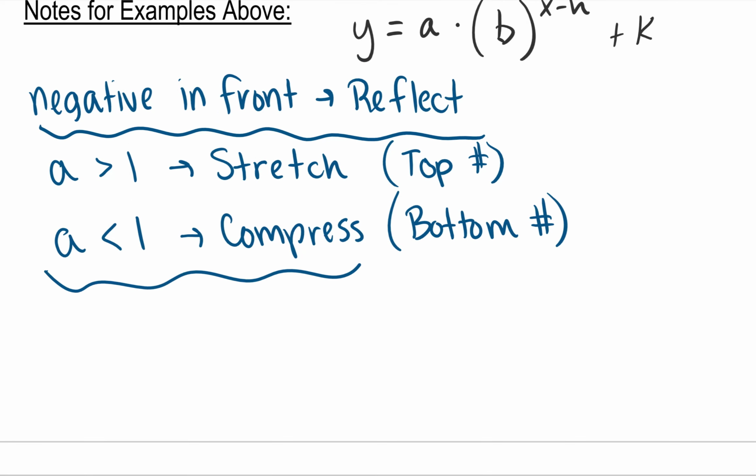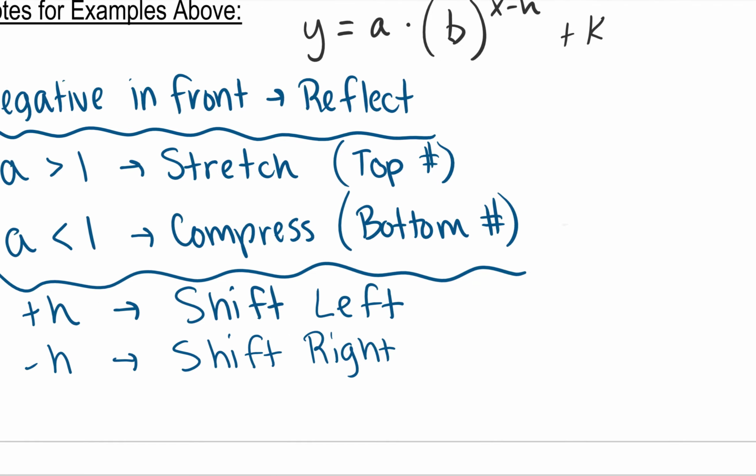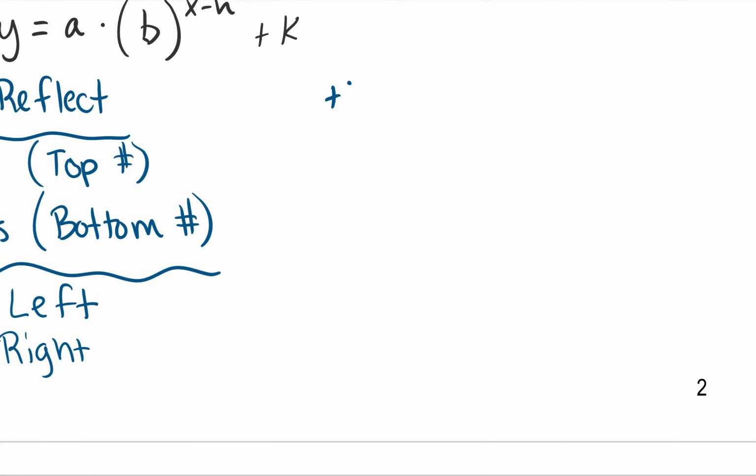Alright, next thing I look at is h. So if I add h, then I shift left, because remember h is always backwards, it always flips directions. So I shift left and then however many it is, right? And then minus h, I shift right. And then the last thing is k. So if I add k, I shift up. If I subtract k, I shift down.